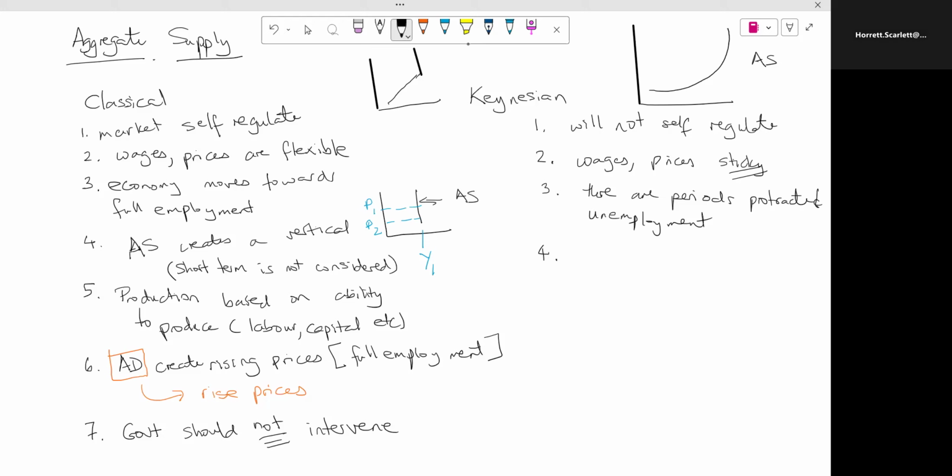And just bear with my diagrams, right? They are not as straight as they ought to be, but I think you'll get the point. All right, so we're saying here that we should consider the short term and long term.